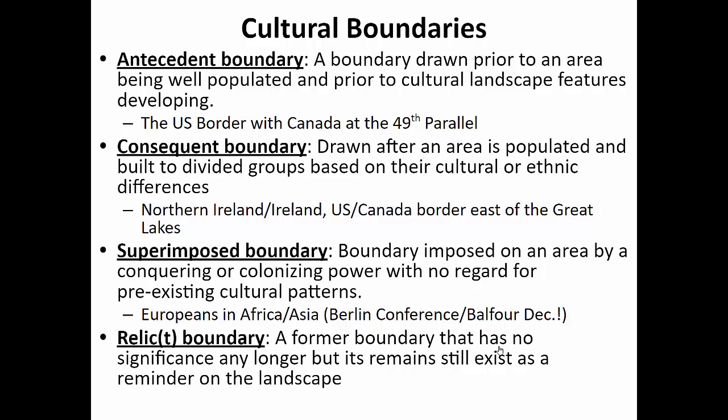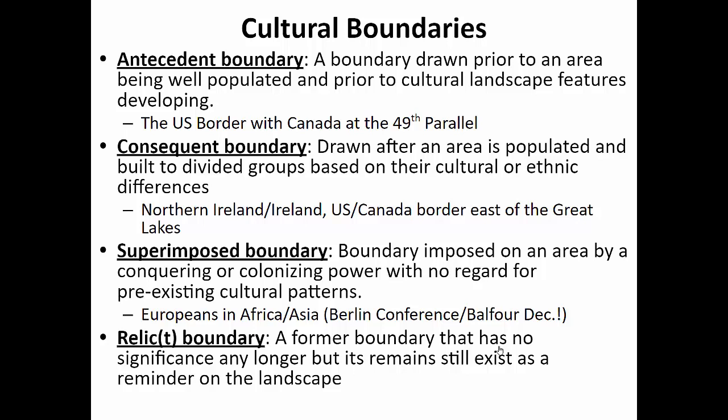The other side of that is a consequent boundary. Consequent means after the fact, and it means that you draw the boundary after the area has been heavily populated, and or cultural or ethnic groups have settled. Usually you draw consequent boundaries because there's conflict there, and you are trying to prevent this conflict from continuing. So you try to draw a compromise boundary that will reduce or eliminate the conflict.